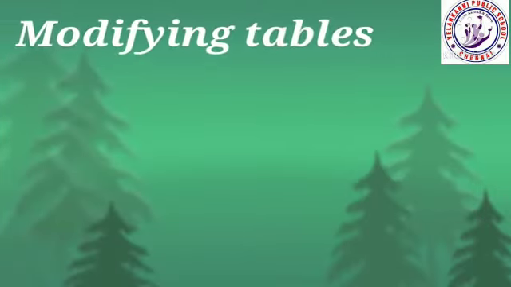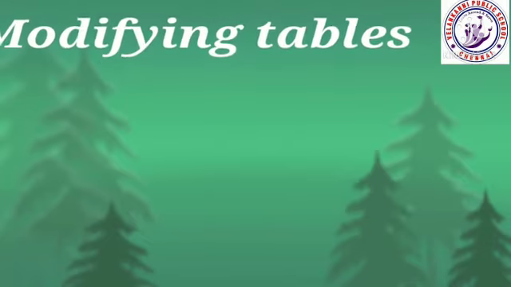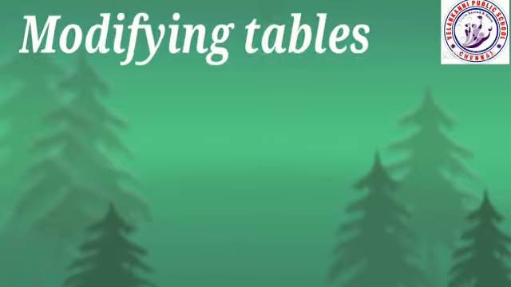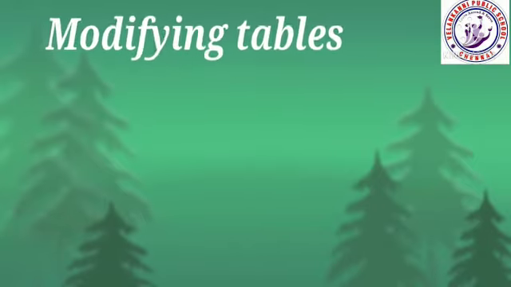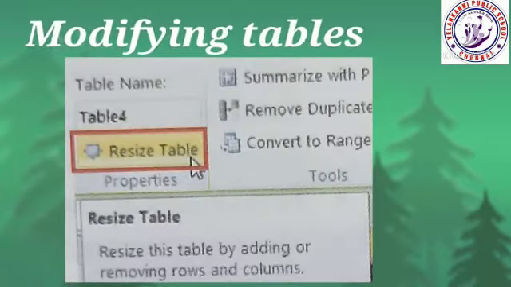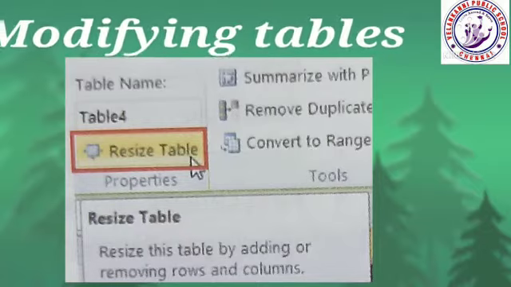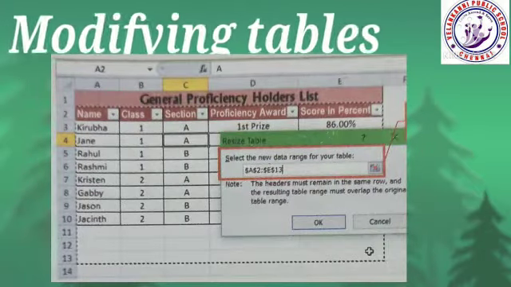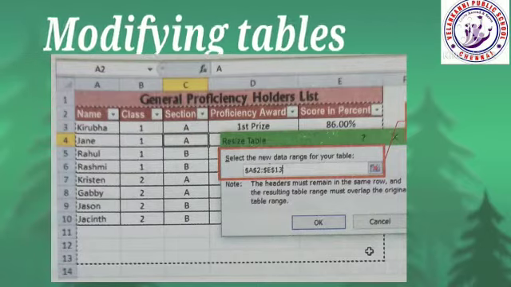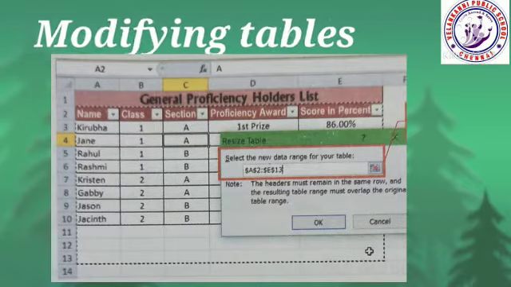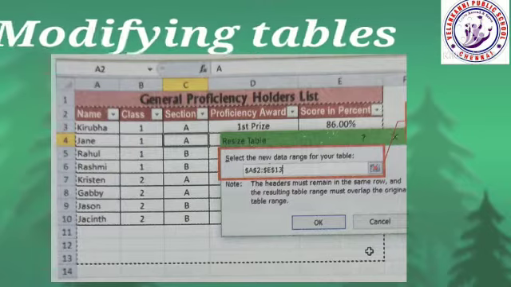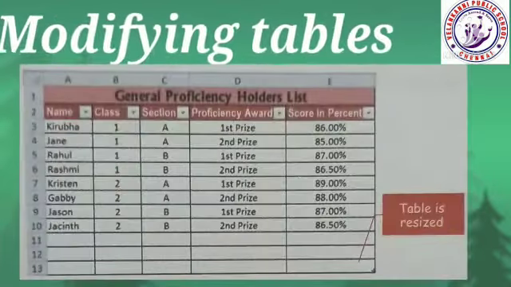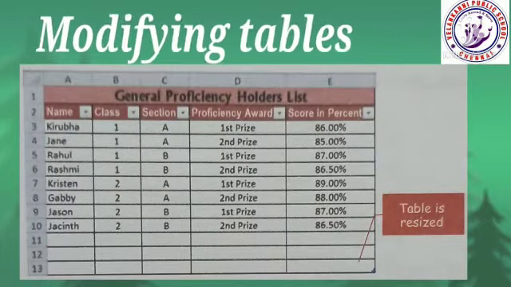Next, we are going to see how to modify tables. Step 1. Select any cell in your table. The Design tab will appear on the ribbon. Step 2. From the Design tab, click the Resize Table command. Step 3. Directly on your spreadsheet, select the new range of cells you want your table to cover. You must select your original table cells as well. Step 4. Click OK. The new rows or columns will be added to your table.